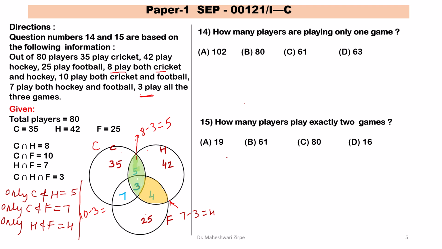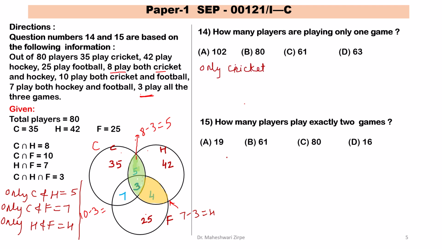Now let us read what they've asked us. They've asked how many players are playing only one game. So question number 14 asks: how many players are playing only one game? How are you going to calculate this now? We know the total number of players who are playing cricket. So let us begin with cricket first, and find out only cricket now.